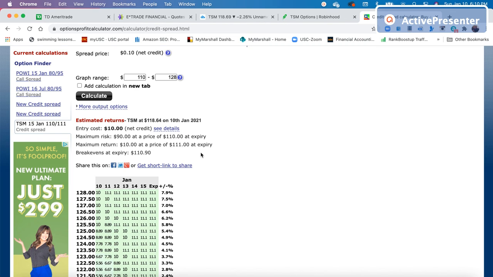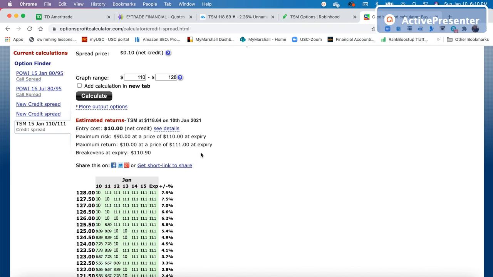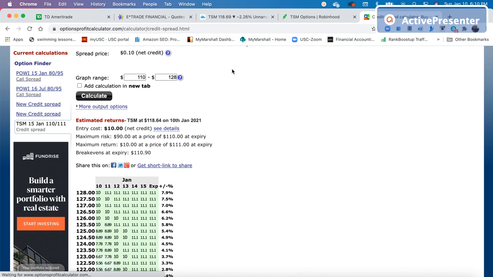And the likelihood of TSM going that low by Friday is really low. So you can use this to keep on generating residual income.